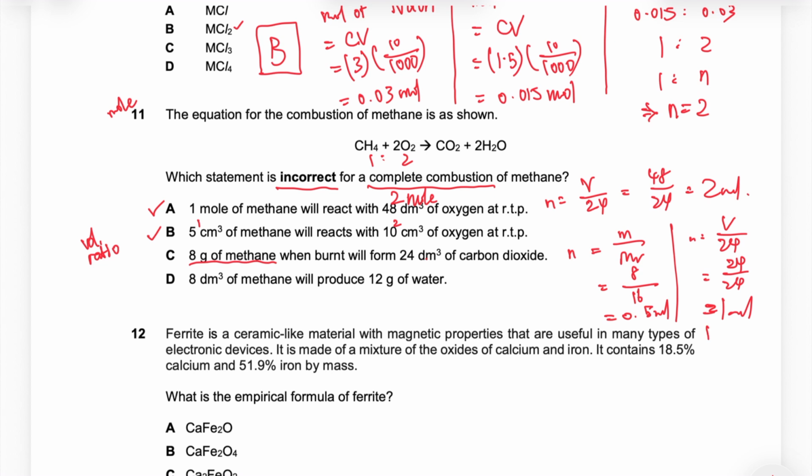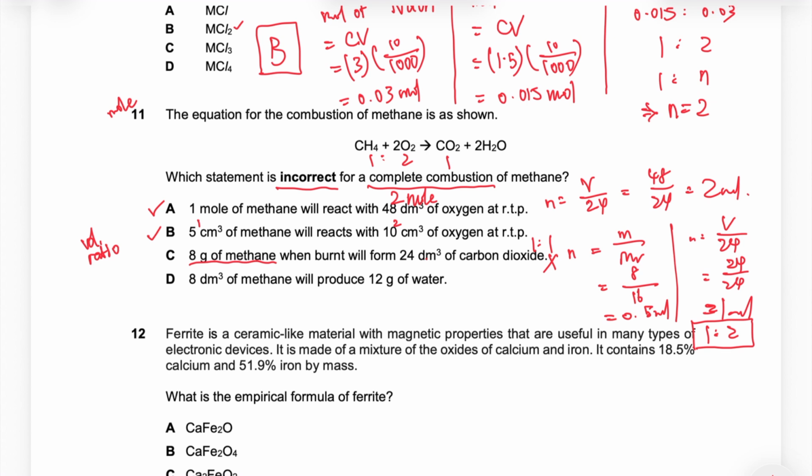Okay, so the ratio is 1:2. So it's wrong. If you see carefully here, it should be 1:1. So this is the one that is wrong, because what we obtained here is 1:2. That's not what you want.